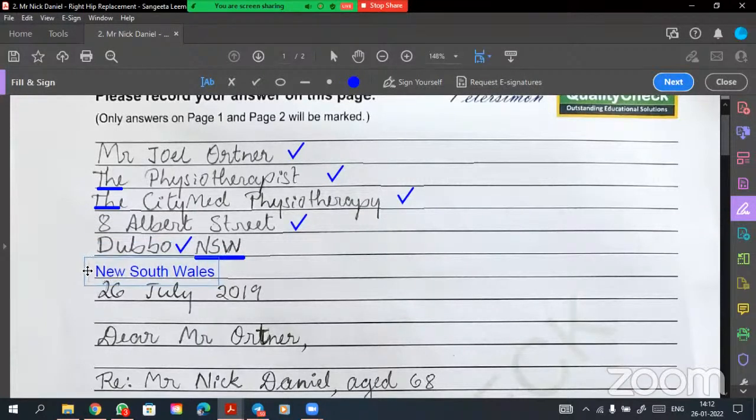Most of the time, like with hospital names, we write 'the community health center' or 'the City Med Physiotherapy'. It's a particular one. 'The' means a particular one. If it is only one, then you can write it. But in the address, it is not necessary. Here Albert Street is one and only, so 'the Albert Street' is not needed. When we know that it is one and only, you need not write 'the' here.